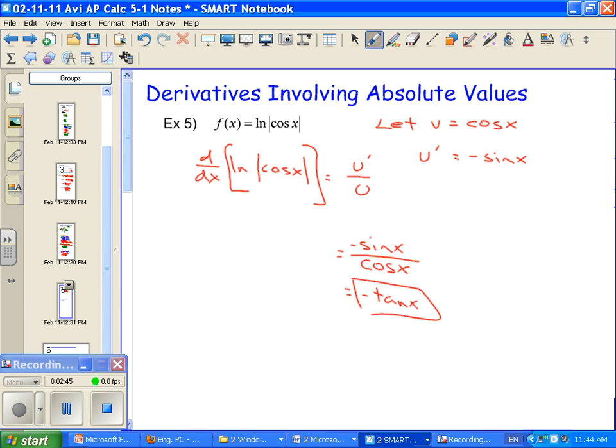So when you take the derivative of a natural log of something with absolute values, you use this one. That'll take care of it. You just have to decide what the u is going to be, figure out what your u prime is going to be, and then you just plug them in: u prime in the top, u in the bottom, and then simplify anything that you possibly can.